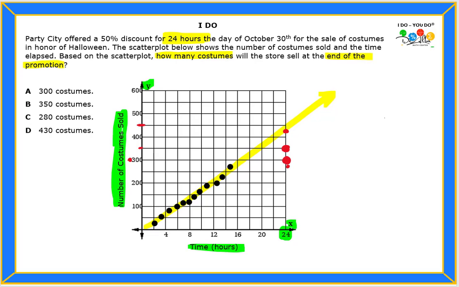And bingo, look at that. It's very close to the line. It's actually on the line, right, guys? Okay, so we can expect the store to sell 430 costumes by the end of the 24-hour sale. Is that right? Okay, so that's the answer, guys.